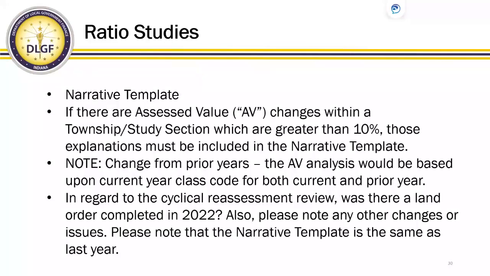So I know some counties will conduct their land order just once every 4 years, which is fine. Other counties maybe have switched to doing their land order every year, or at least that part of the cyclical reassessment. So if you did complete your land order in 2022, please note that in your narrative template. And as you can see, any other changes that might help answer questions, sort of being proactive and letting us know that, hey, this was a change because of this or that, whatever this situation may be, please let us know.